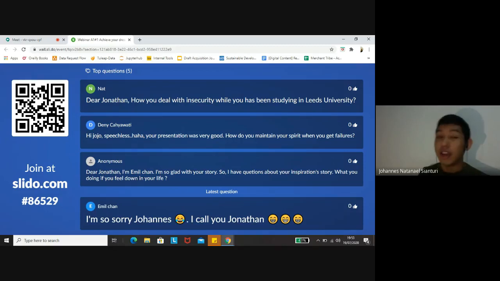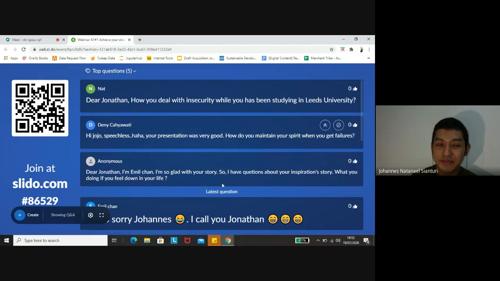Karena bisa aja when I go through this path, at the end of the day is an edging cliff. Itu adalah jurang yang curam gitu. And then I will fall even further gitu, further down. So for me, how to get back after having failure is that just believe that there is a better day, that there is a better goal gitu. So that's that. Hope I answer your question, Denny Cahayawati.